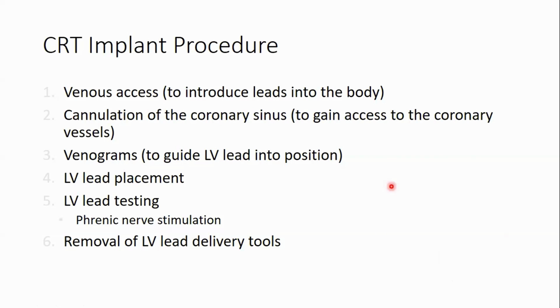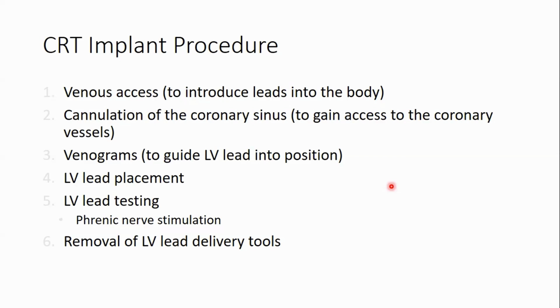So essentially the steps of CRT implant procedure, we obviously start with venous access, which is very similar to the venous access we use for implanting a pacemaker or an ICD. What is peculiar now is that we go on and do the coronary sinus cannulation, and we'll spend a bit of time talking about that. Once we have cannulated the coronary sinus using various methods and technology, then we want to know the anatomy of the coronary sinus, and at that point we do a venogram using contrast. That tells us where we can position our left ventricular lead optimally.